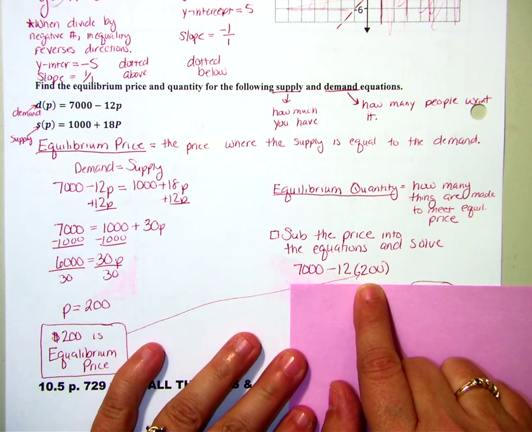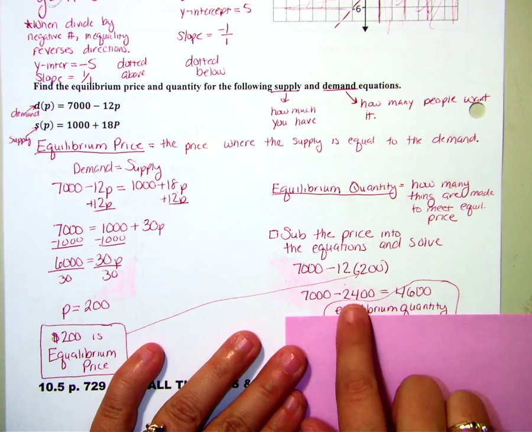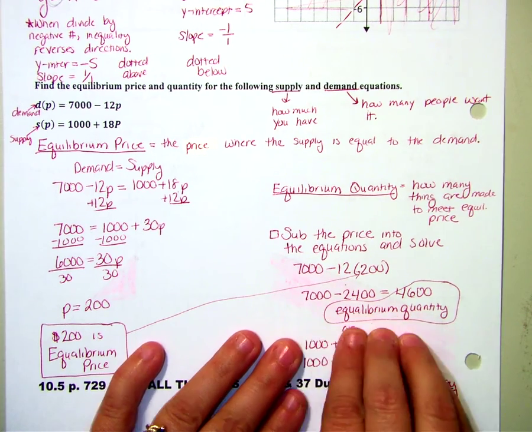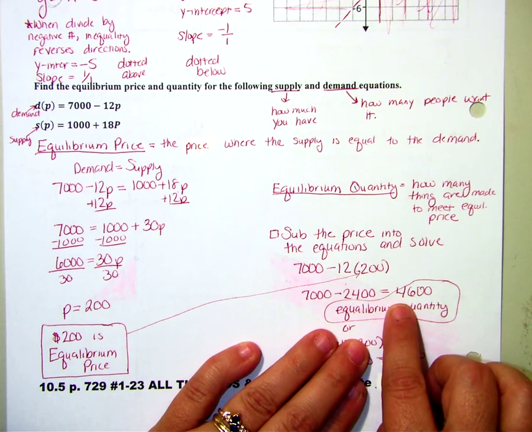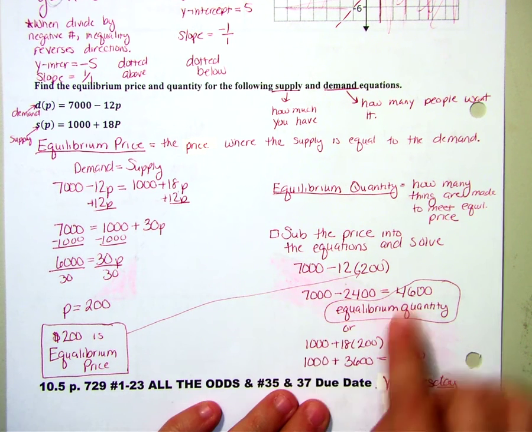So 12 times 200 is 2,400. Subtract it. So we ended up with the equilibrium quantity of 4,600. Now, you're going, what if we put it in the other equation? It'd still come out to be the same thing.